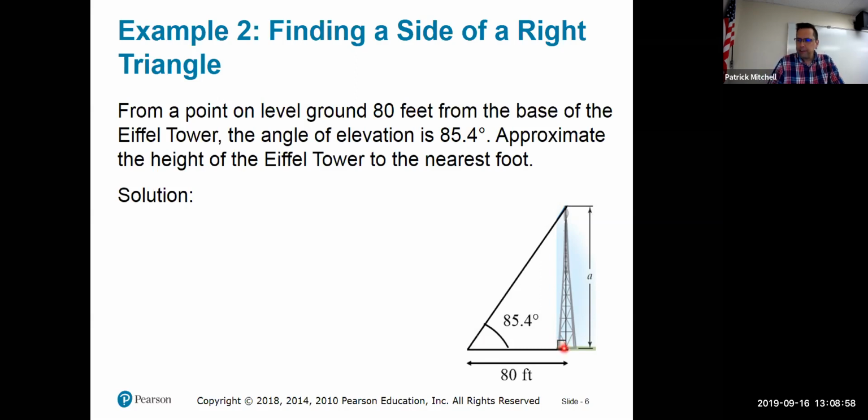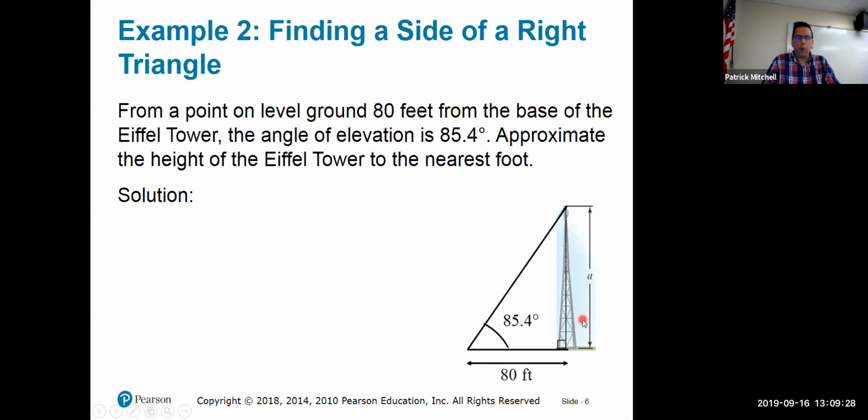All right, so given the fact that we're standing 80 feet from the Eiffel Tower and we're looking up at the top at an angle of 85.4 degrees, that is enough information to approximate the height of the Eiffel Tower to the nearest foot. Okay? So let's talk about how this is going to work. We're given 85.4 degrees and we are given the adjacent side and we're trying to find the opposite side.